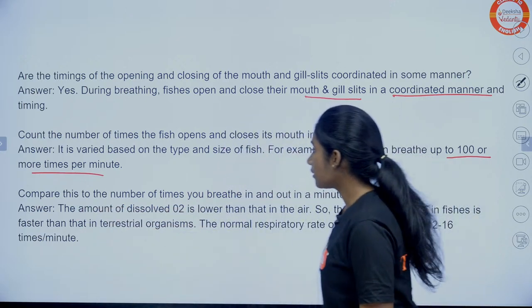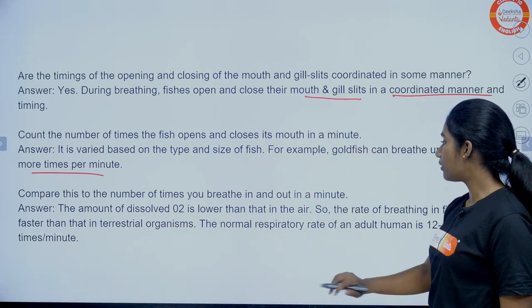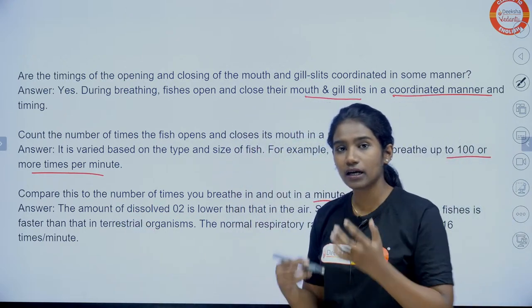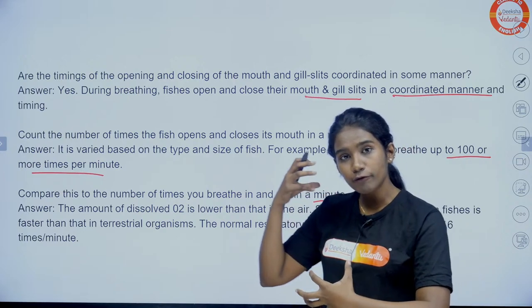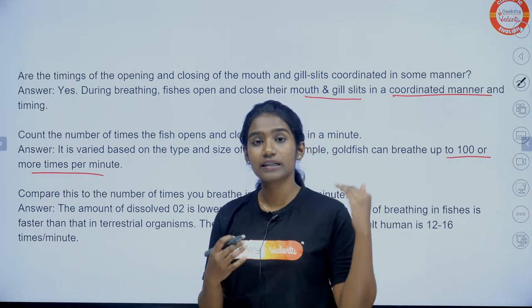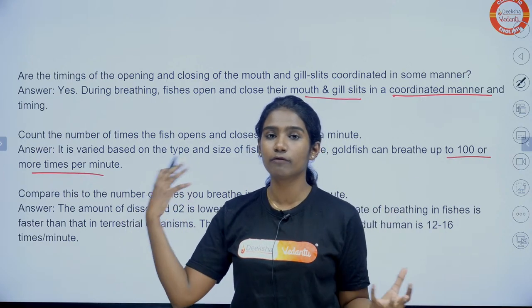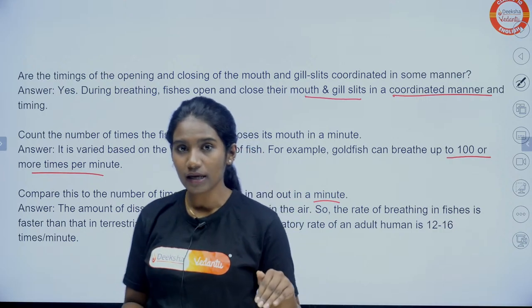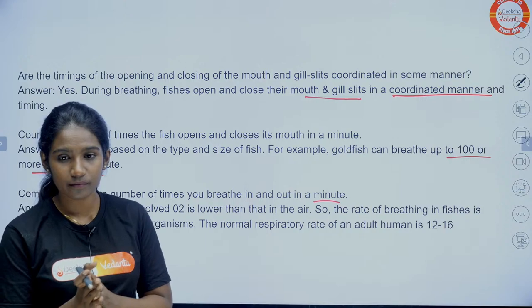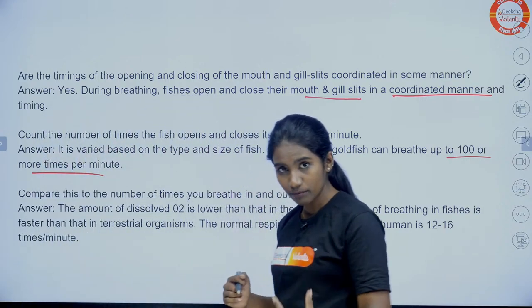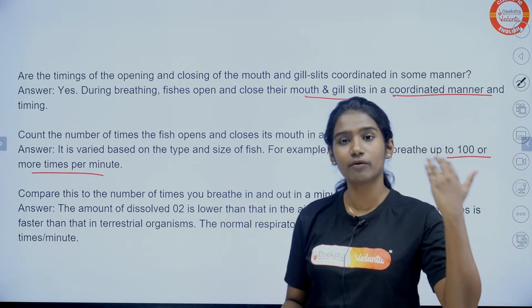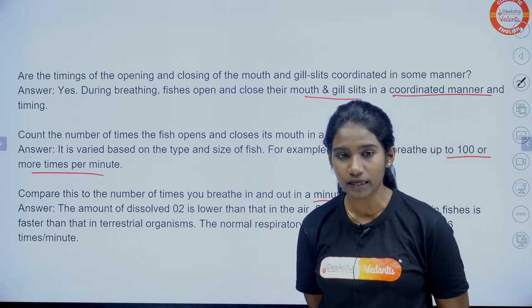Now compare this to the number of times you breathe in and out in a minute. Okay? So the thing is that, because they're getting dissolved oxygen, their breathing rate will be high because they want more oxygen. Whereas we are staying on land and we are getting a good amount of oxygen. So our rate of breathing is less when you compare with the aquatic animals. Clear with that? Always aquatic animals' breathing rate is very high, whereas ours is very less when you compare with them. Okay students, clear with that?